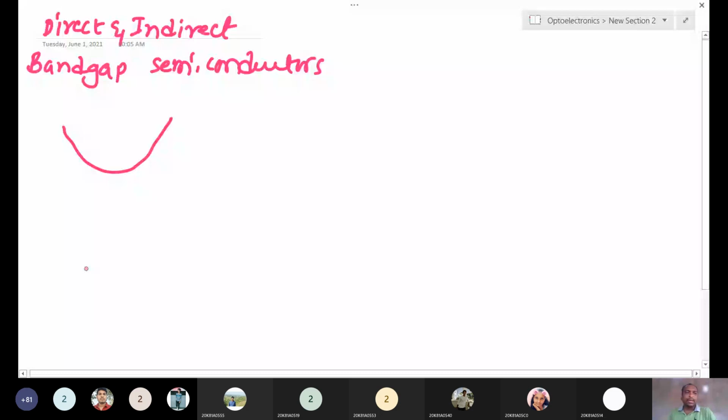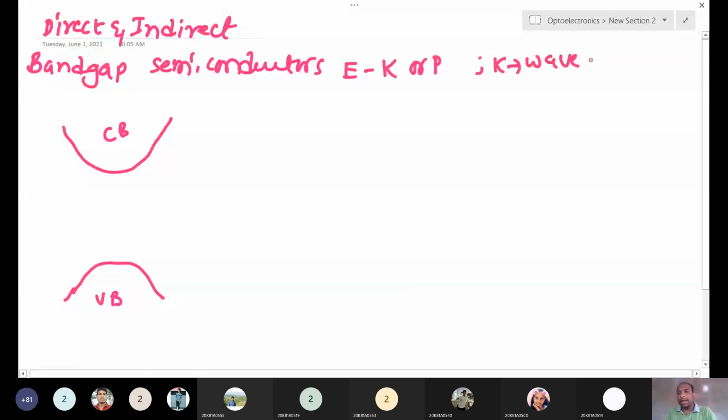K means wave vector, or you can say P also. P is the crystal momentum here. K is the wave vector, and P is the crystal momentum. It's not a normal momentum because we are discussing particle or electron motion in a crystal. Suppose light is propagating in space, that has a different velocity, and an electron moving in a crystal or any semiconductor has some different velocity. That's why we are calling it crystal momentum, like the effective mass of the electron.